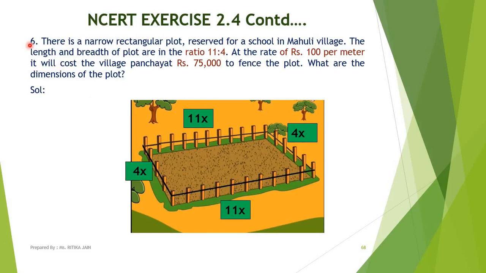The first question of this video and question number 6 of exercise 2.4 is, there is a narrow rectangular plot reserved for a school in Mahudi village. The length and breadth of plot are in the ratio 11:4. Again children, here you have got ratio. So the first step will be, let the factor of ratio be x.